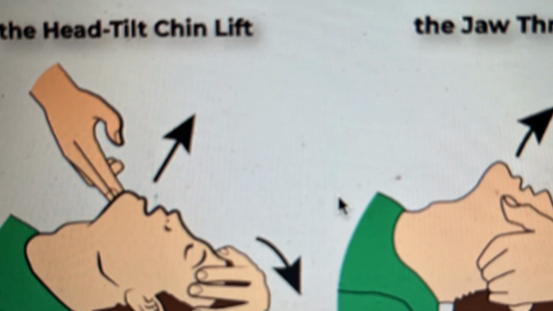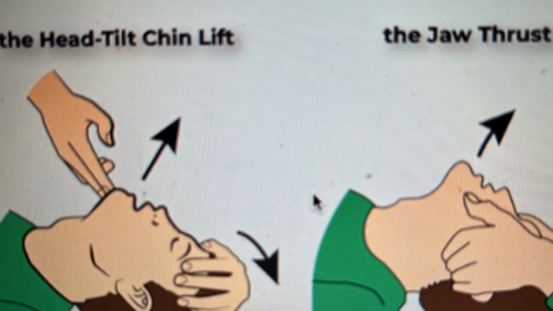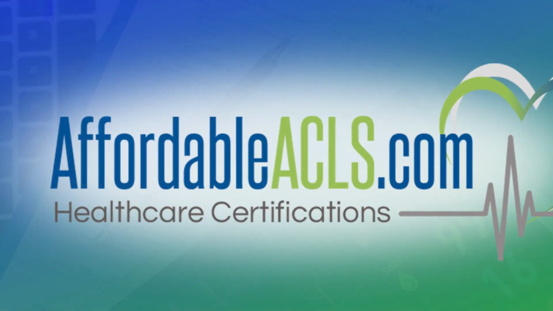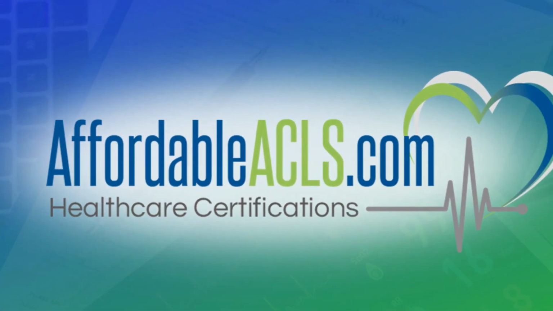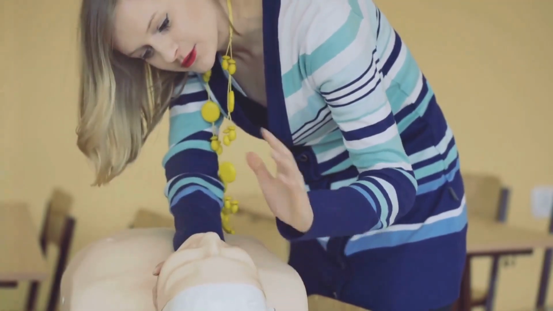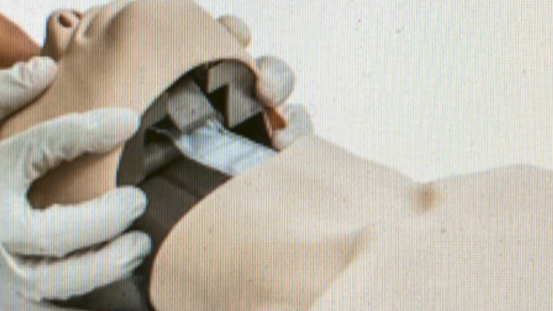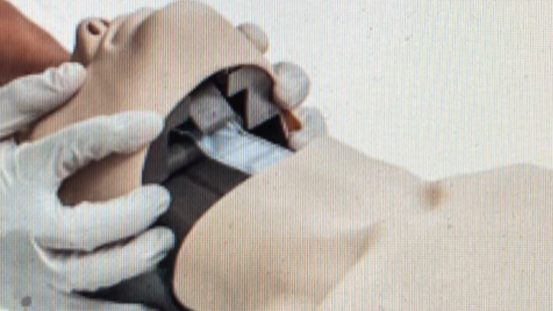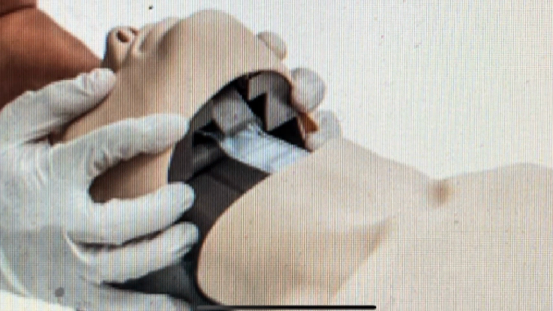To perform the jaw thrust, position yourself at the head of the patient. Place your fingers behind the angles of the patient's jaw below the ears. Apply upward pressure to lift the jaw forward. Avoid placing any pressure on the patient's neck. Maintaining the jaw thrust, assess the patient's breathing, and provide rescue breaths if necessary.